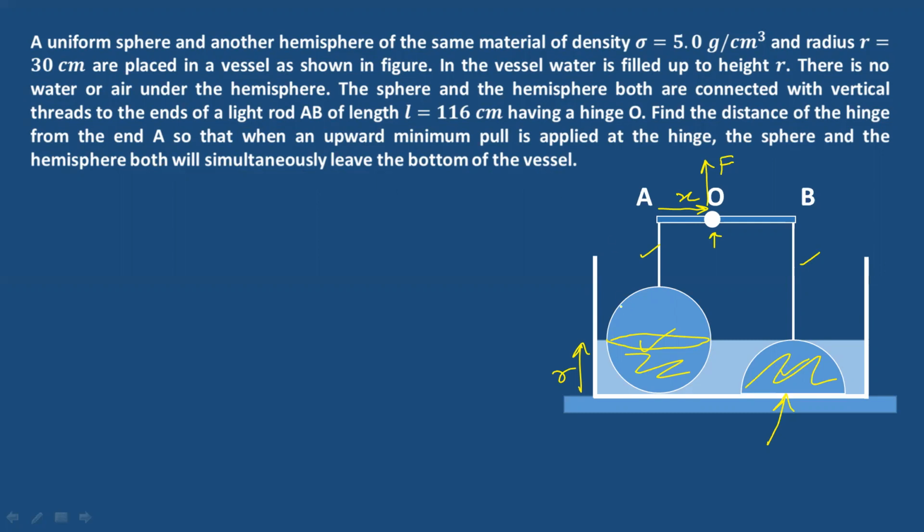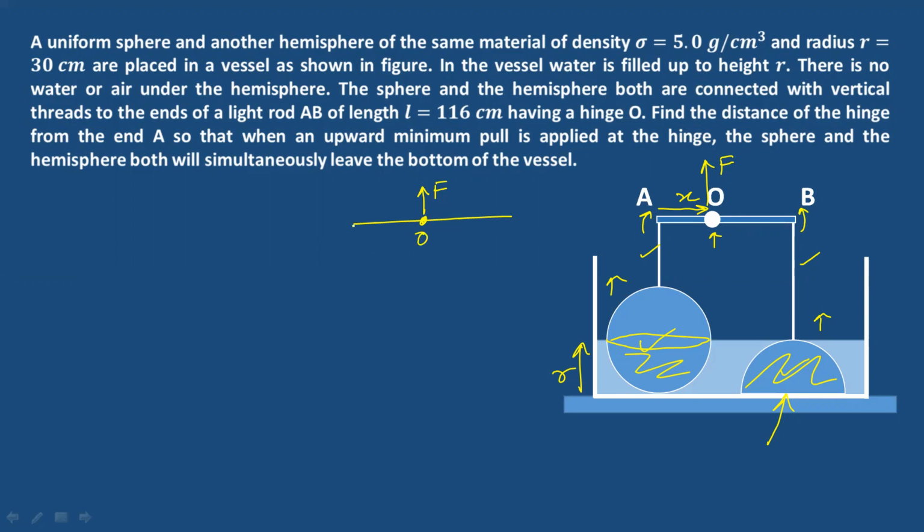the sphere and the hemisphere both simultaneously leave the bottom of the vessel. Okay, so if both the sphere and the hemisphere leave the vessel simultaneously, what you'll observe is that the rod is not going to rotate. If, for example, the sphere leaves first, you would see that the rod will rotate like this, clockwise. And if the hemisphere leaves first, you would see that the rod would rotate like this. So what you want is the rod shouldn't rotate. That would only happen if the torque about the hinge should be zero.